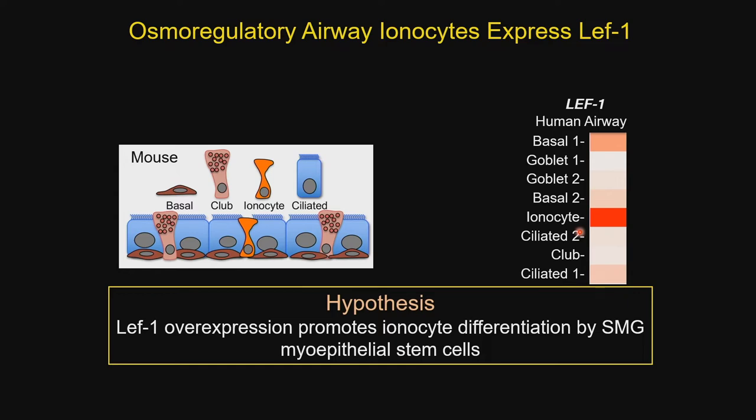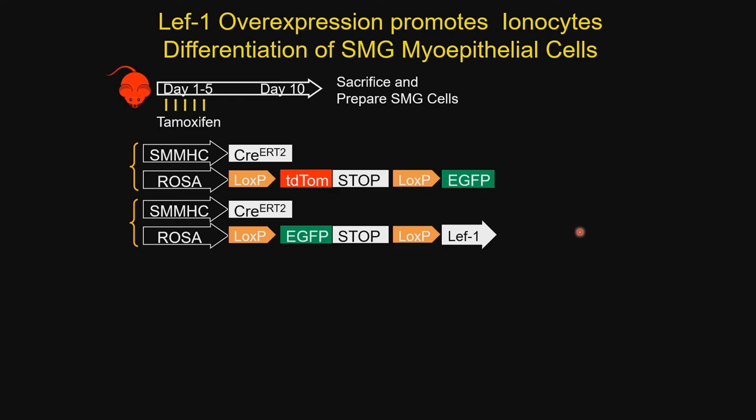To tackle this question, we went ahead and did some lineage tracing experiments. To do the lineage tracing experiments, we used two, actually not one, Cre drivers: smooth muscle myosin heavy chain Cre-ERT2, as well as alpha smooth muscle actin Cre-ERT2 driver. Both of these Cre drivers will express Cre-ERT2 only in myoepithelial cells, but not in any other airway epithelial cells. So these mice are actually expressing at the same time either ROSA TG Cre reporter or the LEF1 conditional knock-in construct.